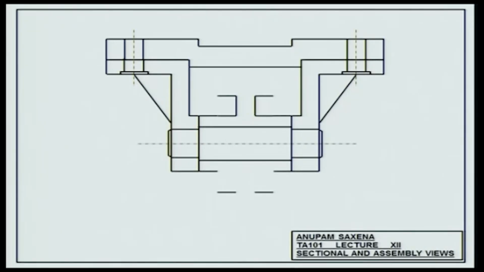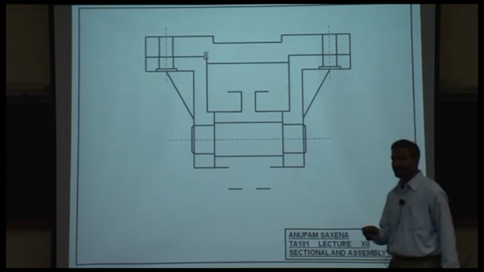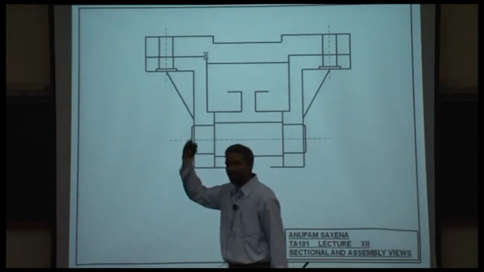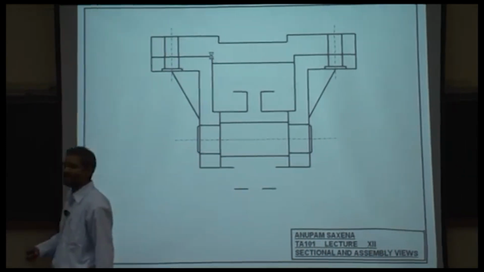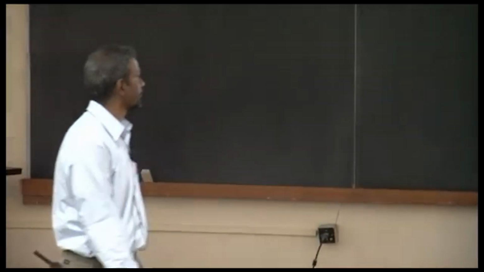So I'm a little careful here. I'm not showing all the details that you actually see in the respective front views. There are certain lines which are going to be missing, of course, because I have taken the section plane, and I've cut the entire assembly, half and half.